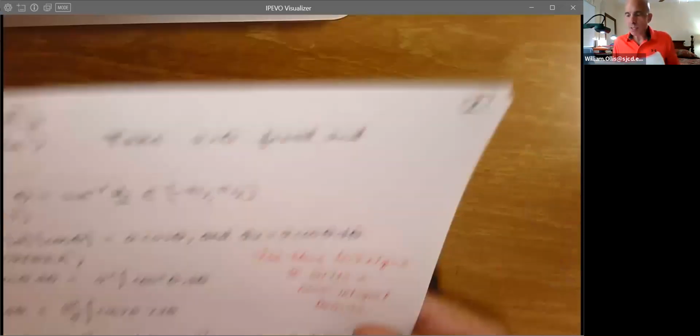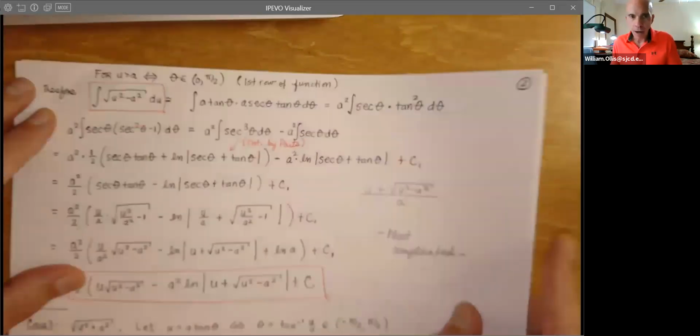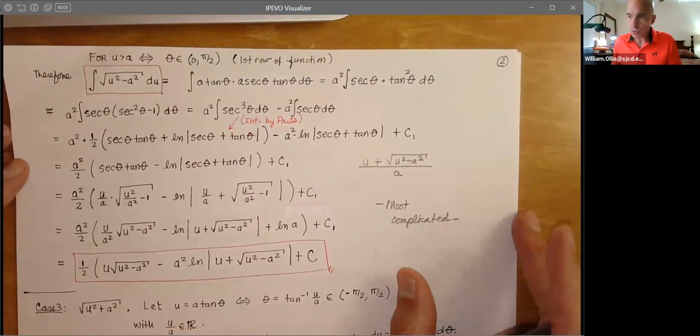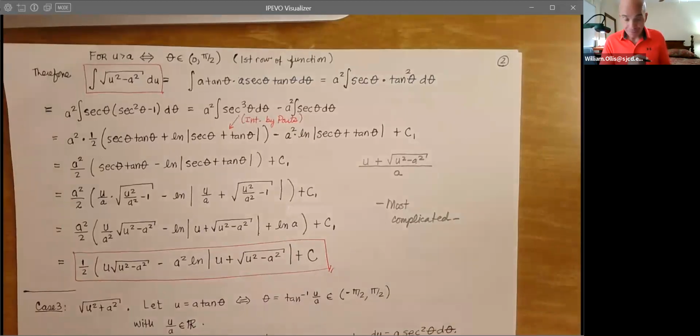So what I wanted to share with you is the derivation of the actual special integral formula, which we've already used. Now, we did the tangent one. Let me just go back and share with you the ones we've done.